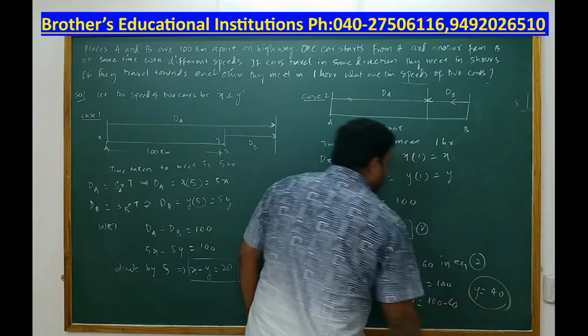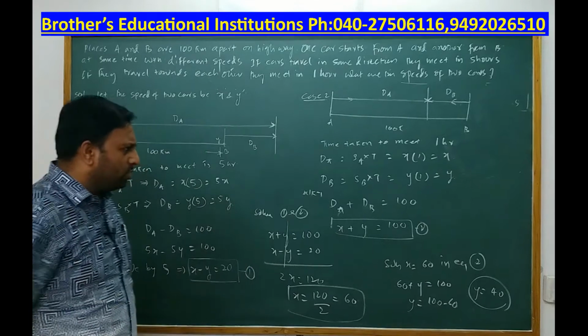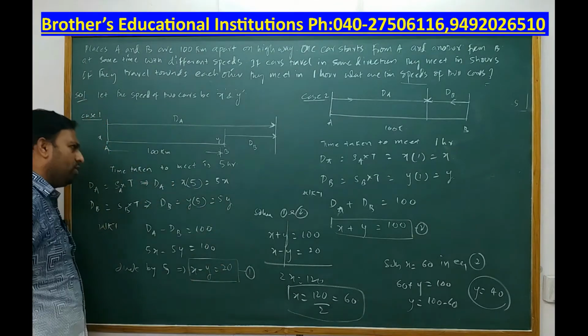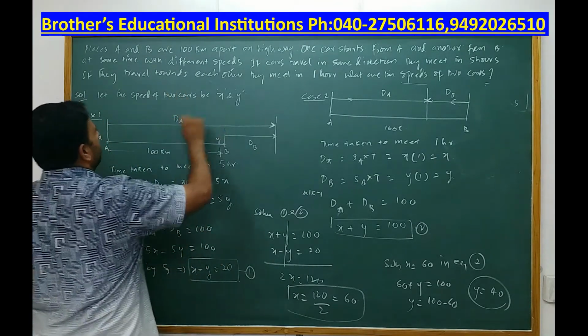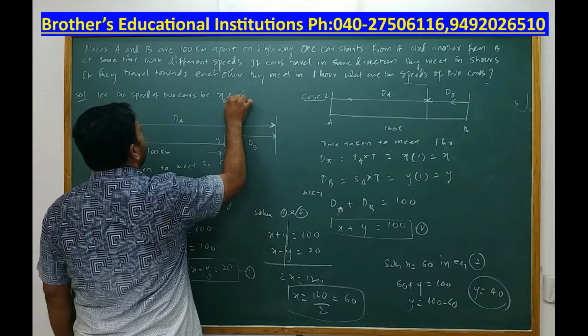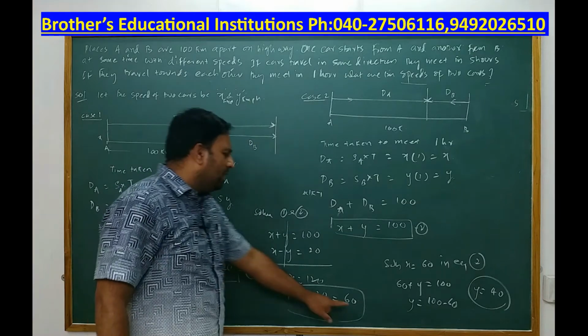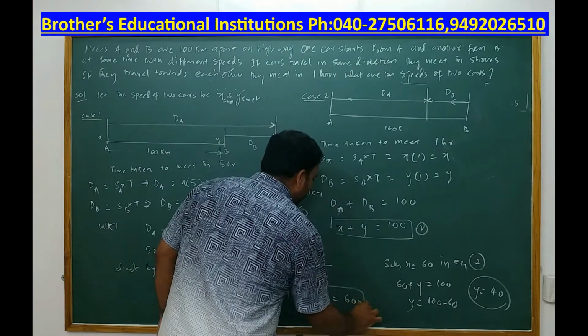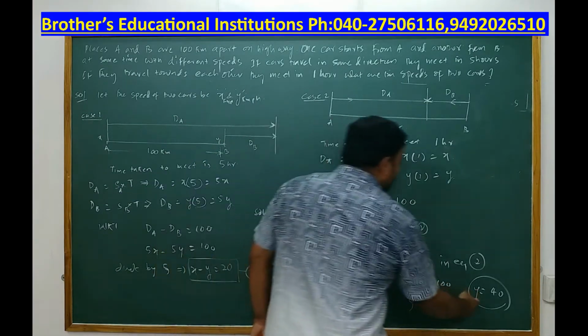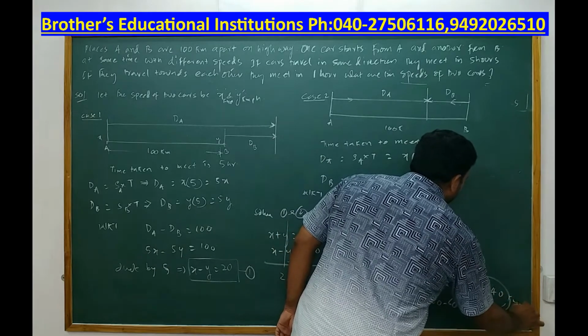40. Now you are dealing with speed and you are all science students or math students. Basically you are math students. So make sure that speeds of the two cars are x kmph, y kmph. Similarly, when you get x, what is 60? 60 kmph, kilometers per hour. And what is y? Y is equal to 40 kilometers per hour.